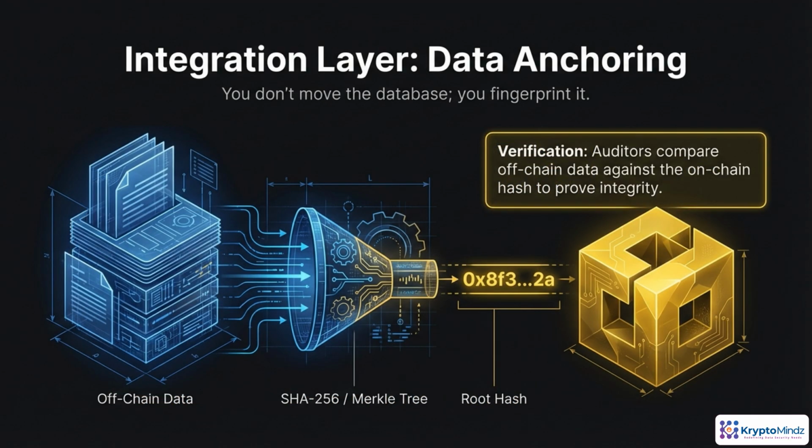In most implementations, you don't ship all your data to a blockchain. You keep the database where it is and anchor it by committing only a cryptographic fingerprint. Take your off-chain records, structure them into a Merkle tree, and publish just the root hash on-chain. That tiny value is your tamper evidence anchor. Later, an auditor can recompute the Merkle root from a subset of records and compare it to the on-chain hash. If they match, integrity holds. If not, something changed.